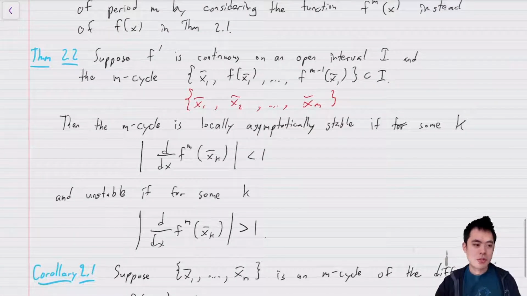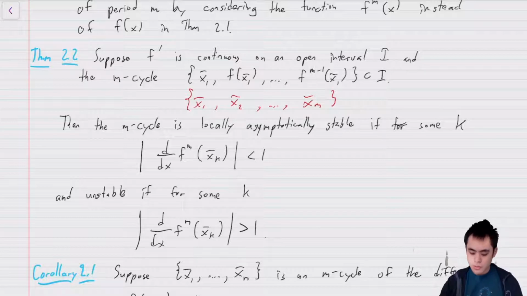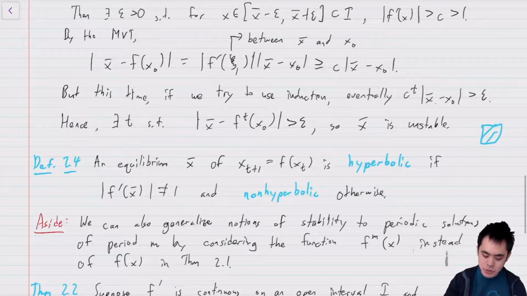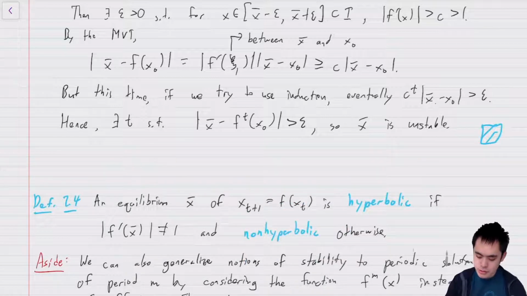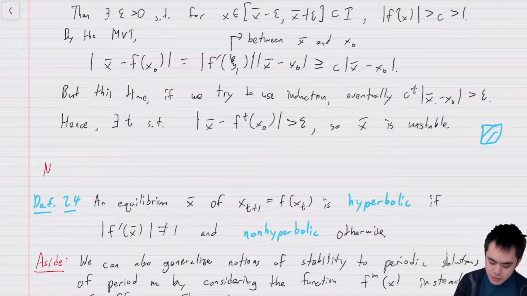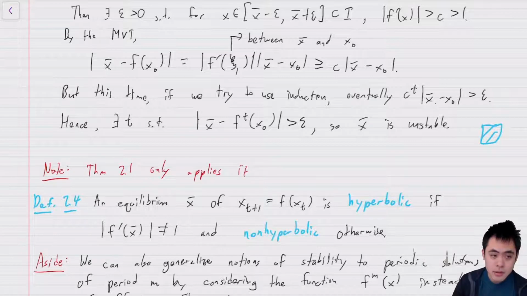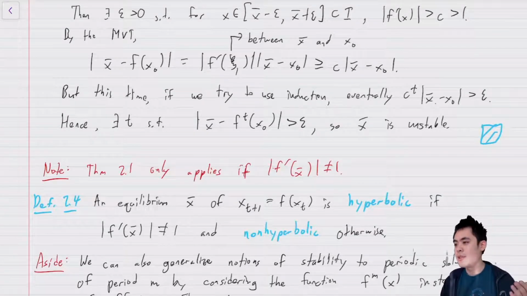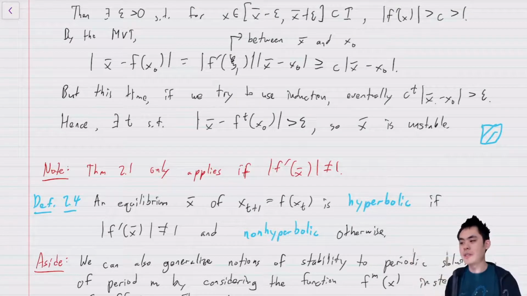Okay, so now that we've proven that, we'll note that it motivates this definition of hyperbolic versus non-hyperbolic. This is because theorem 2.1 only applies if f prime of x bar is not equal to 1. When it's equal to 1, then we can't actually use this to say anything. Sometimes it'll increase, sometimes it won't. It's not obvious and requires looking at the higher derivatives.